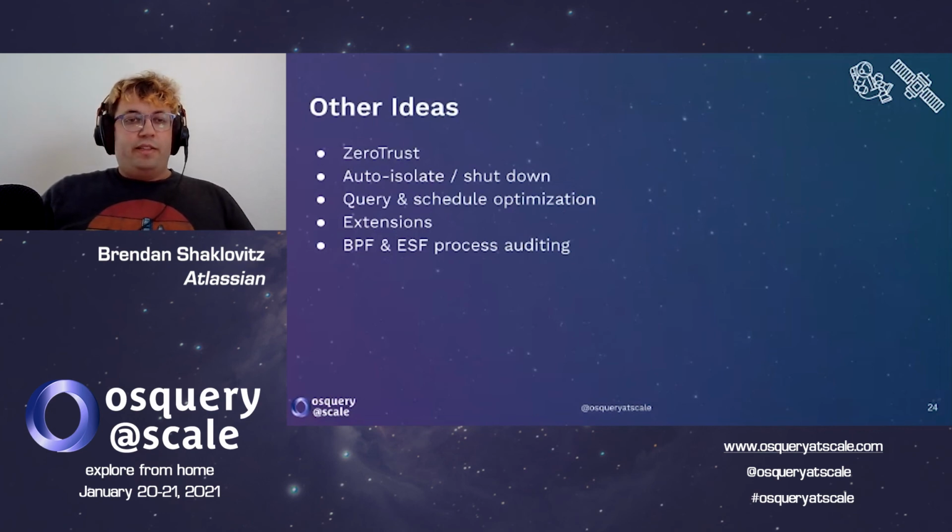And the other one is switching from just the process events table to the BPF process events and ESF process events tables because of performance and reliability reasons. We found the OpenBSM-based process events on Mac to be far from ideal and unreliable. And similarly, if we can get better performance from the BPF process events, we would be very happy. So we're looking to roll that out everywhere soon.